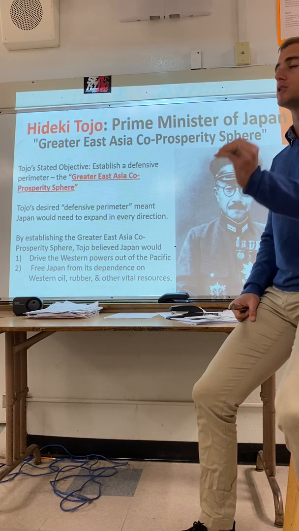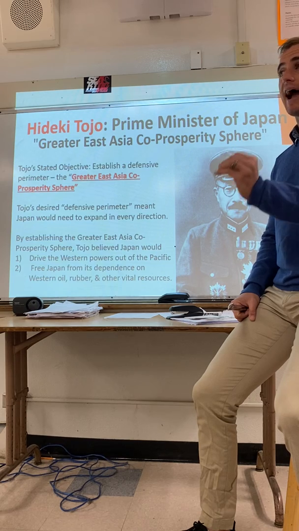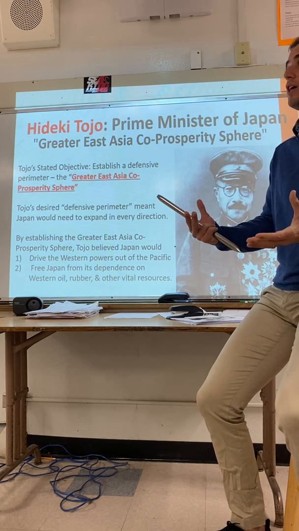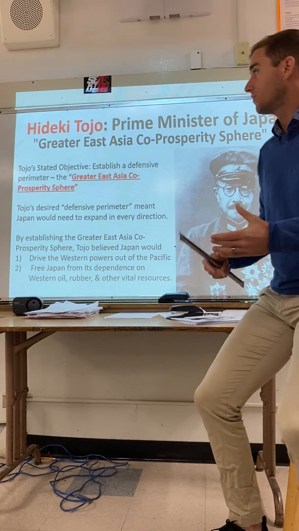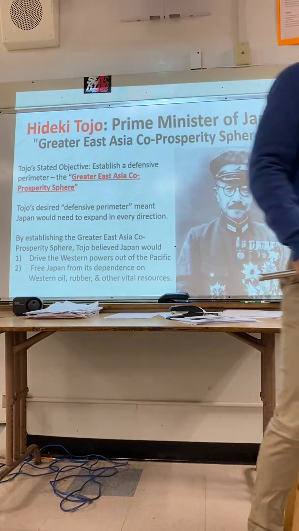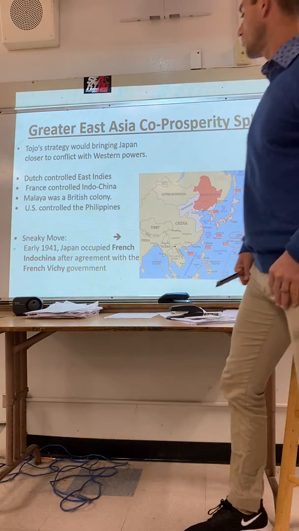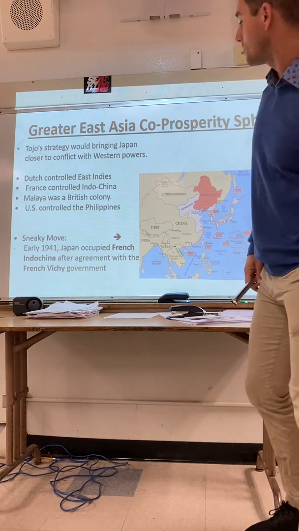Japan needs to be able to acquire lands that have oil, rubber, and iron, so that they can continue to build things, weapons themselves, to be able to fight. That's the idea with the Greater East Asia Co-Prosperity Sphere. And if we look at this map, it is very telling.